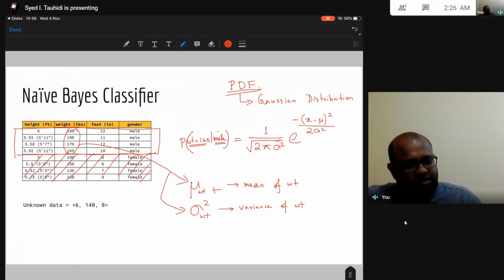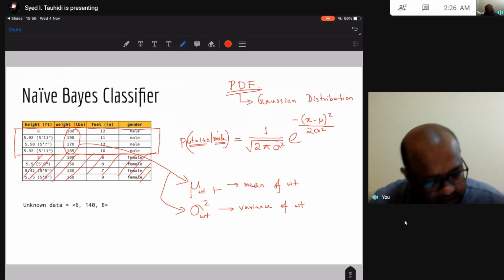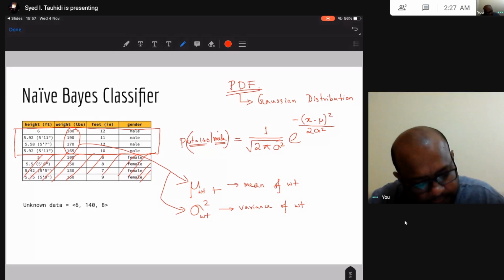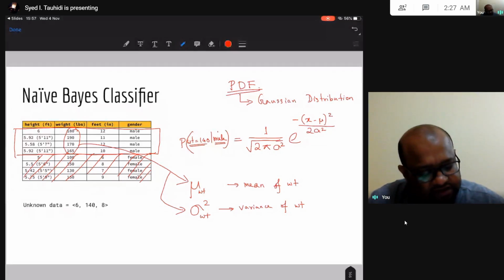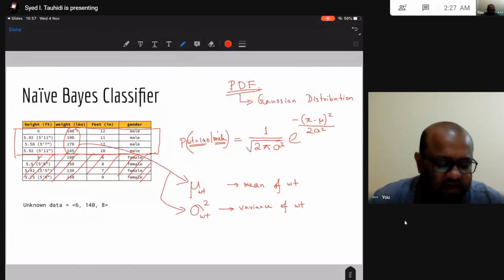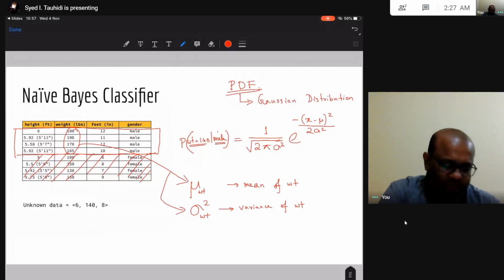Okay, so this is what I do. I take the mean, and I take sigma square, and I place them in this equation, and this is going to give me the probability of weight being 140 given that the person is male. This is what I have.